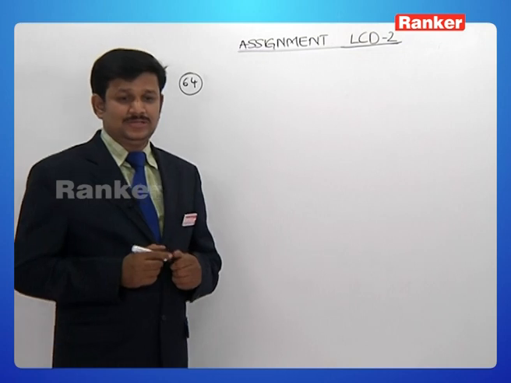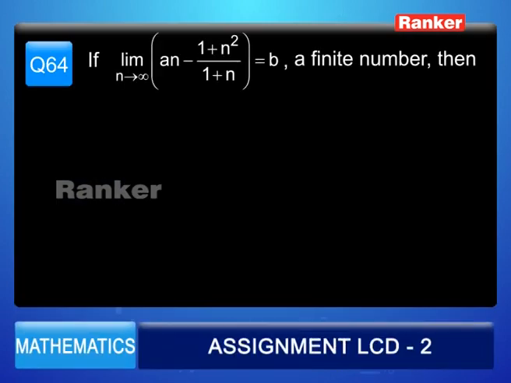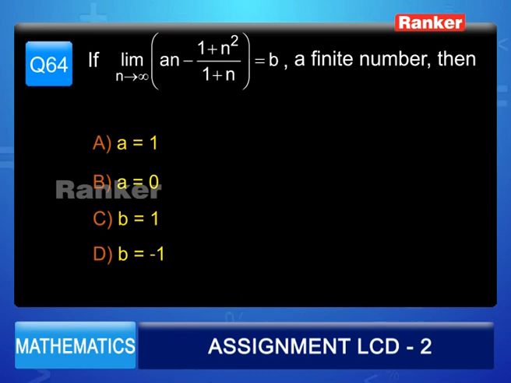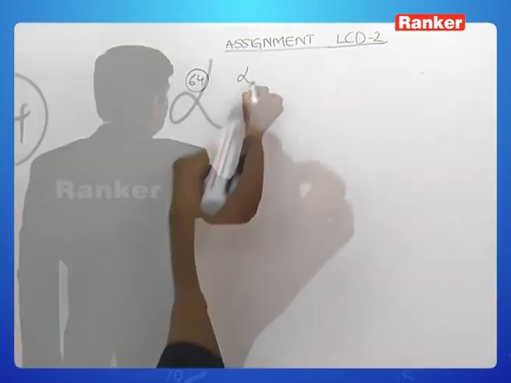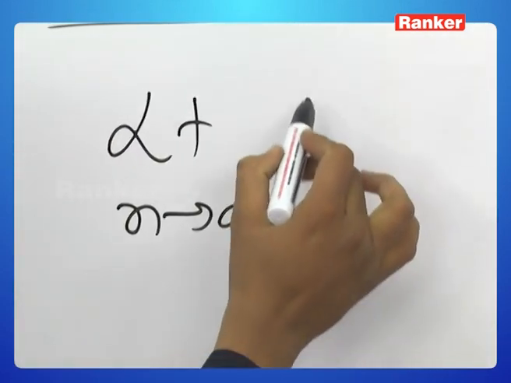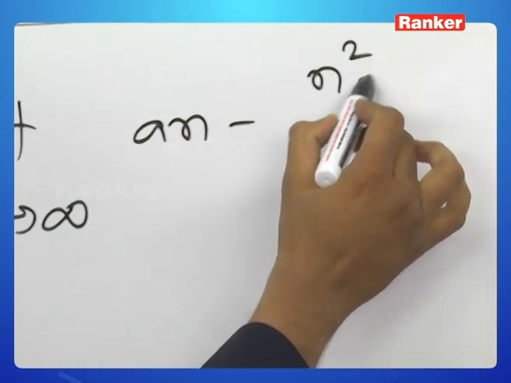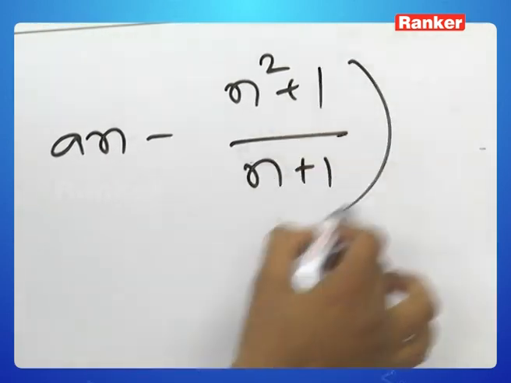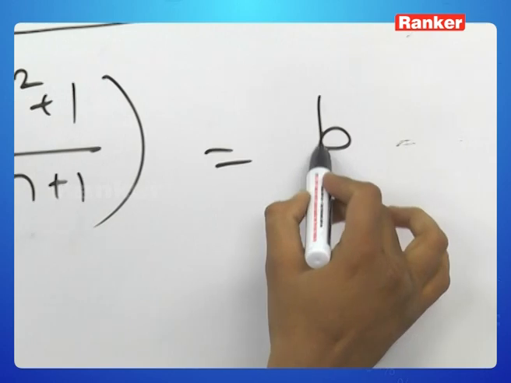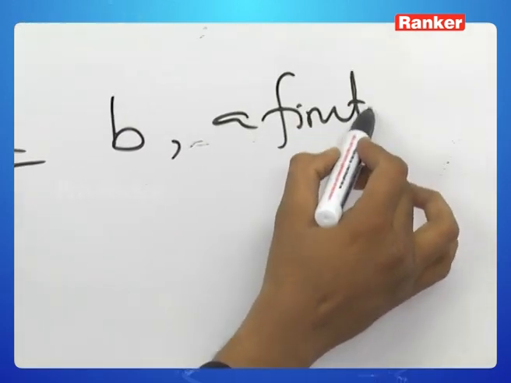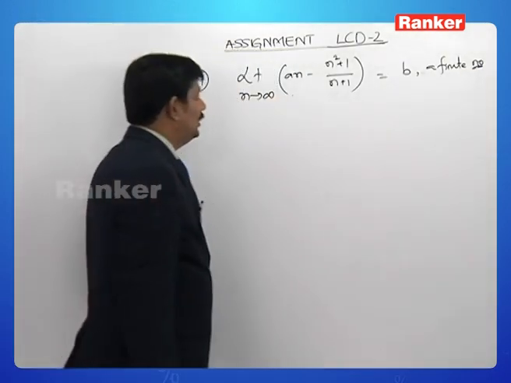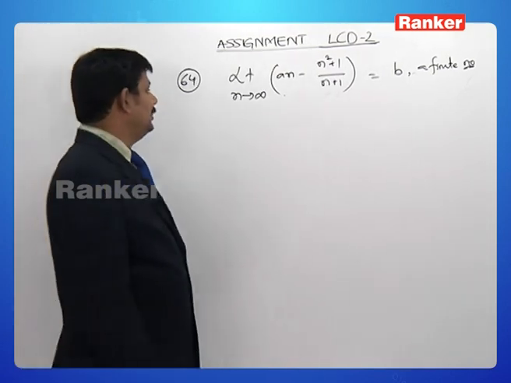Next question. If the limit as n tends to infinity of (an minus (n square plus 1) by (n plus 1)) is equal to b, a finite number, then option A, a is 1 or option B, 0, option C, b is 1 or option D, minus 1. So, given that the limit as n tends to infinity of an minus (n square plus 1) divided by (n plus 1) is b, a finite number, we need to find the values of a and b.